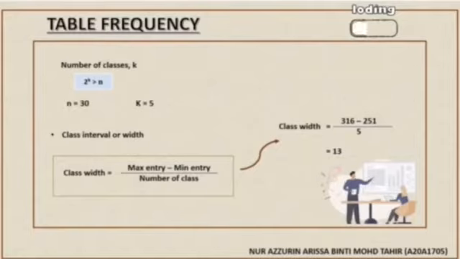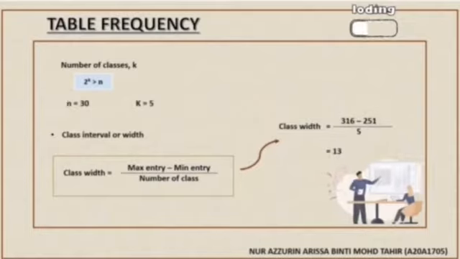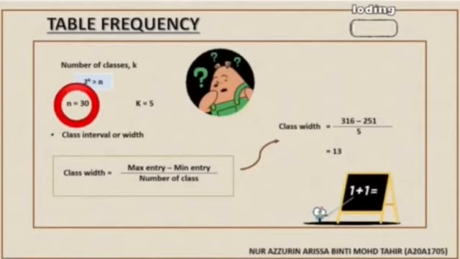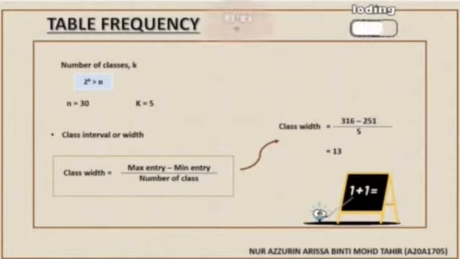Before we start, we need to know the frequency table. For the number of classes K, the formula is 2 to the power of K is bigger than N. We need to find K. As we know, N is 30 and K we don't know. We need to make 2 to the power of K greater than N, and we choose 5. 2 to the power of 5 is 32, which is greater than 30. So the recommended number of classes is 5.